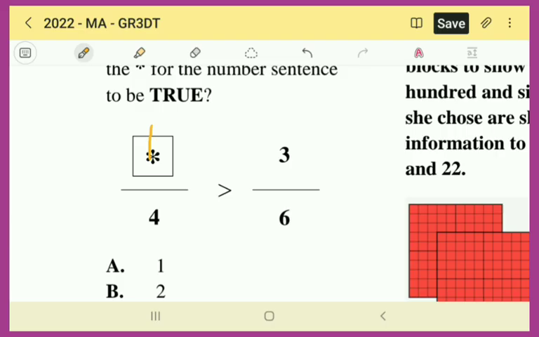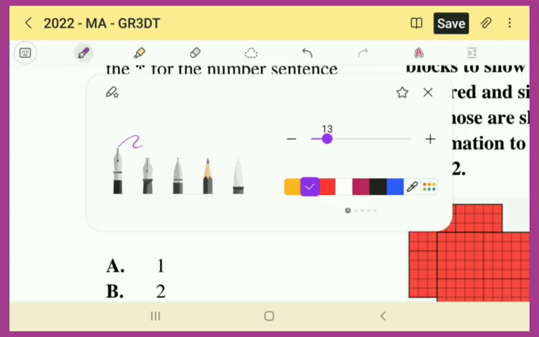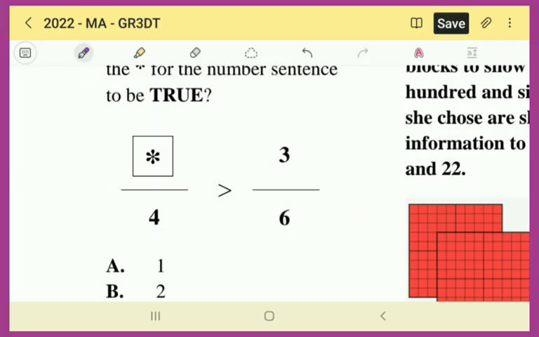Let me change this color. It's a little too pale for me. All right, let's go back with my purple. So A says 1. What this is saying is that a quarter is greater than 3/6. Let's look at what 3/6 is. 3 into itself 1, 3 into 6 is 2. So it is really saying a quarter is greater than a half.